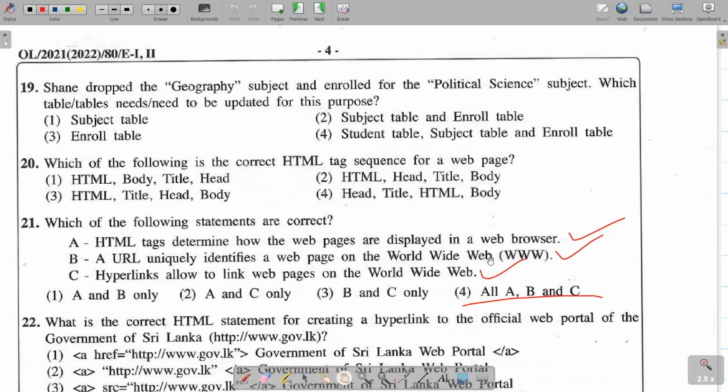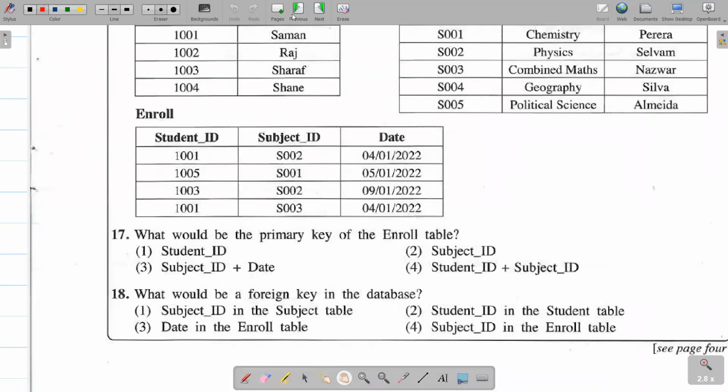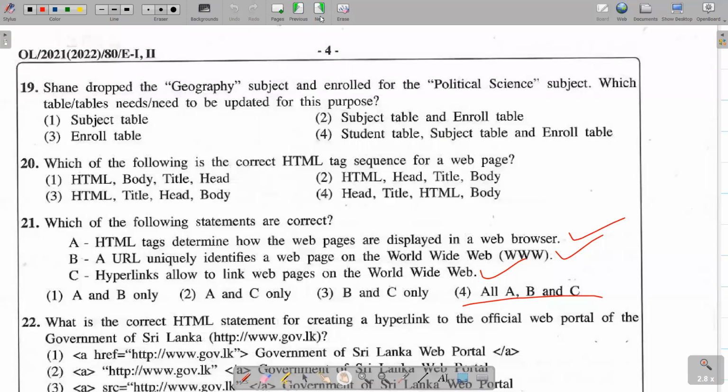10 dropped the geography subject and enrolled for the political science subject. Which table or tables needs to be updated for this purpose? Have they given you the table structure? Yes. And from that, they are asking which of the following is a correct HTML tag sequence for a web page? I was reading the incorrect question. The 20th: which of the following is the correct HTML tag sequence for a web page?